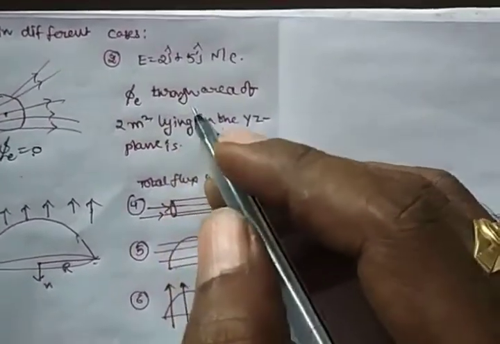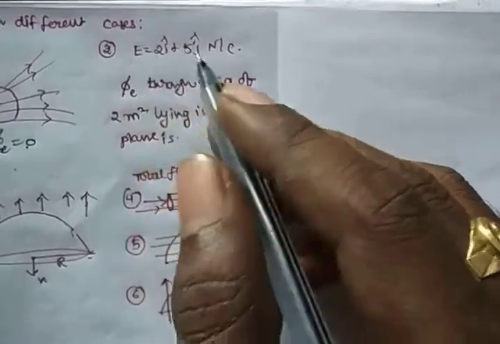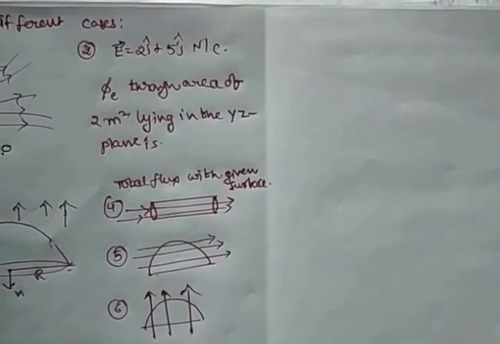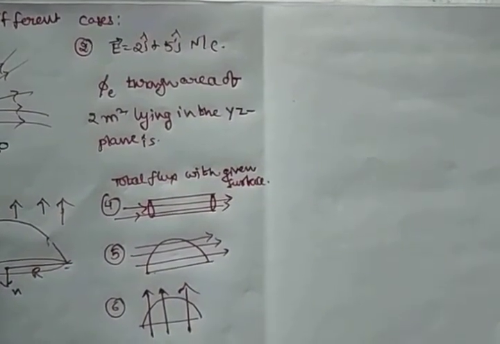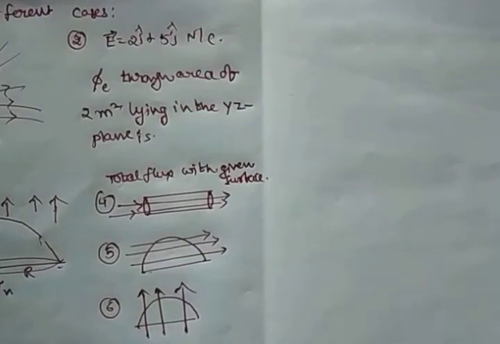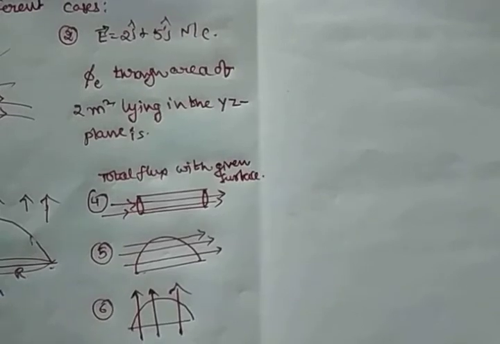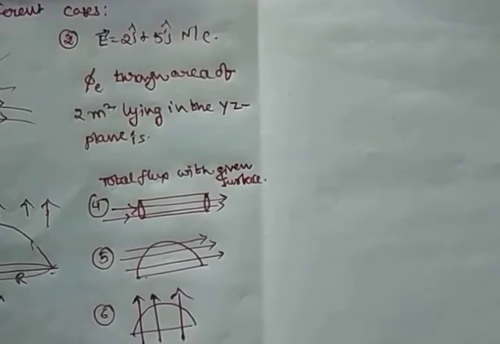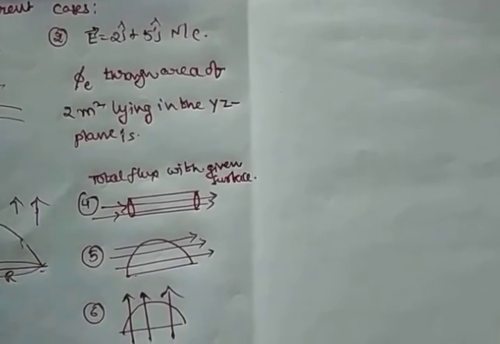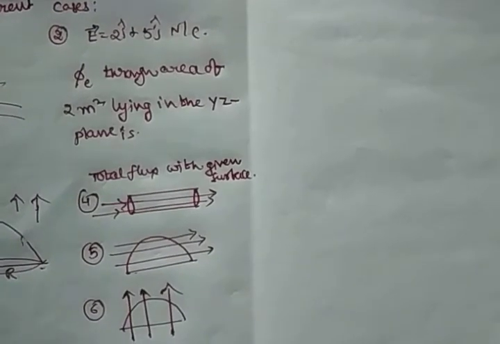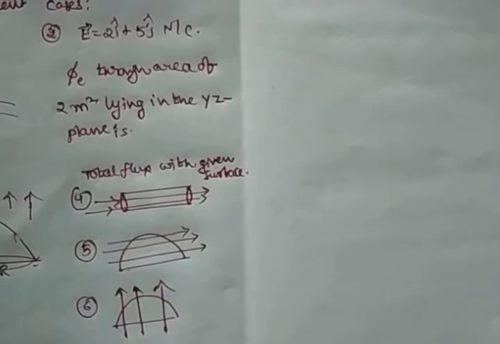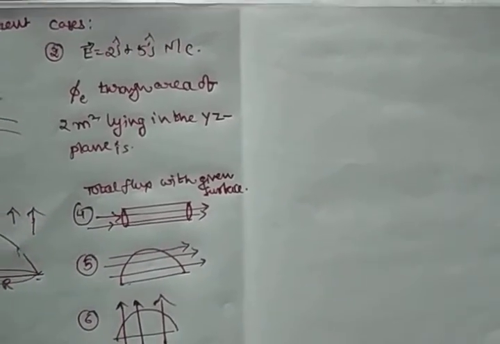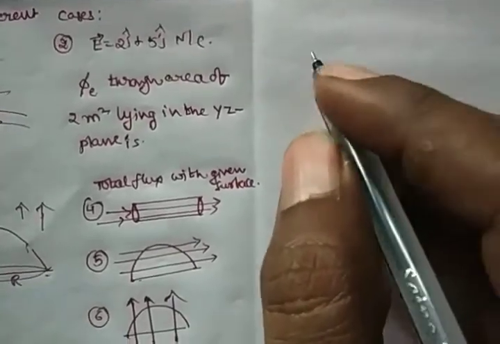In the second case, E bar is equal to 2i cap plus 5j cap newton per coulomb. Then the electric flux through an area of 2 meter square lying in the YZ plane. Lying in the YZ plane means all the electric lines of force pass through the given surface perpendicular to it. That means you should take the area vector as perpendicular to the YZ plane, which means along the X axis.